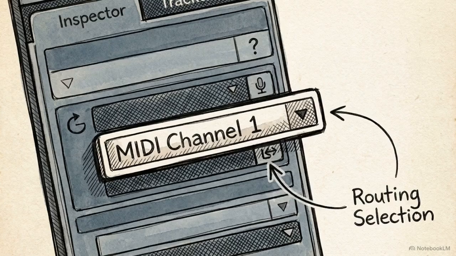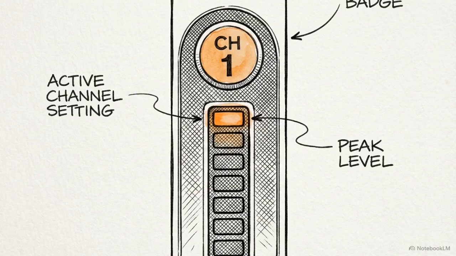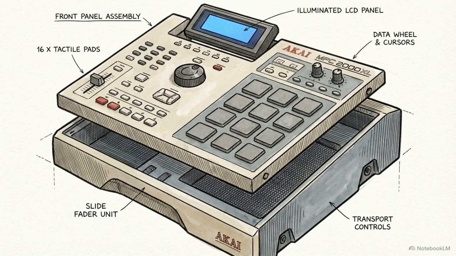Check the track's input settings and verify that it is explicitly set to receive on MIDI channel 1. Your computer is now locked onto channel 1, waiting for the MPC to send the command to play a note. Return to the MPC hardware to configure how it sends that outgoing signal.